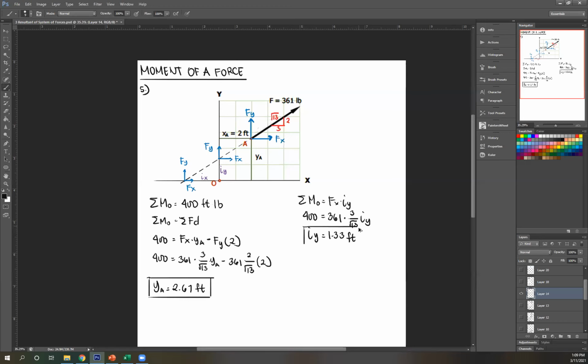And then do the same for Ix. So summation of moment at O equals, using this, Fx passes through O, so ignore that. Fy is clockwise, so positive. Fy times distance Ix. So again, this is 400. Fy is just 361 times 2 over square root of 13 Ix. Solving for Ix, finally, you get 2 feet.